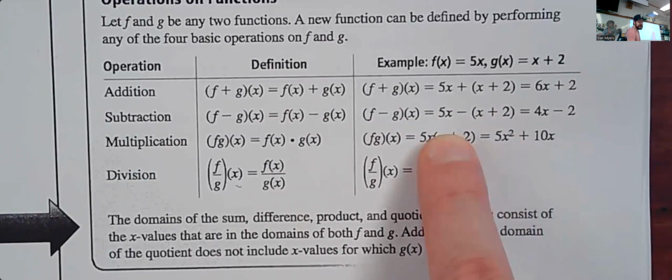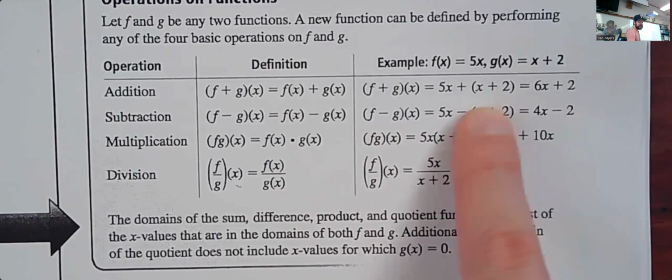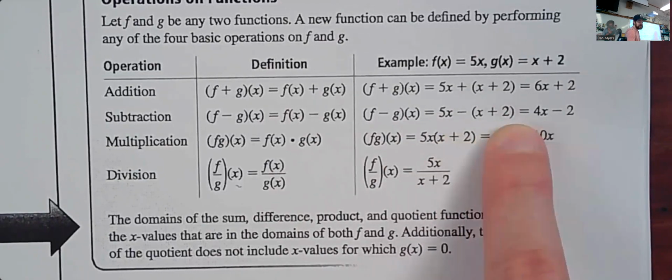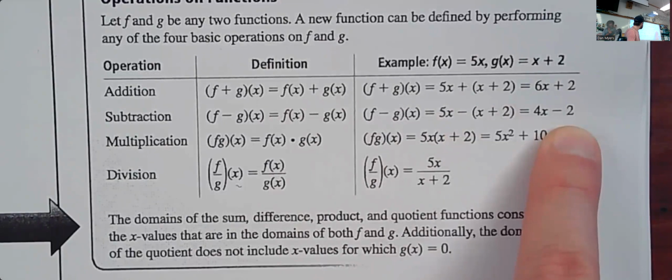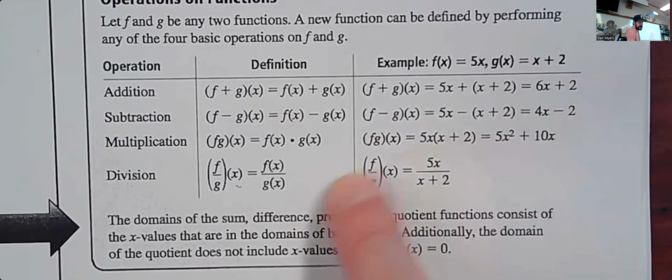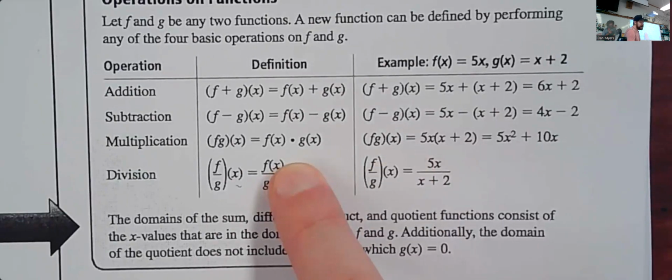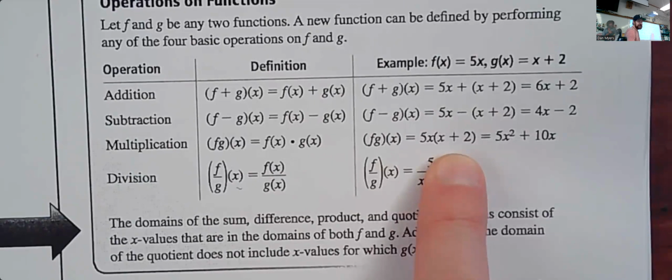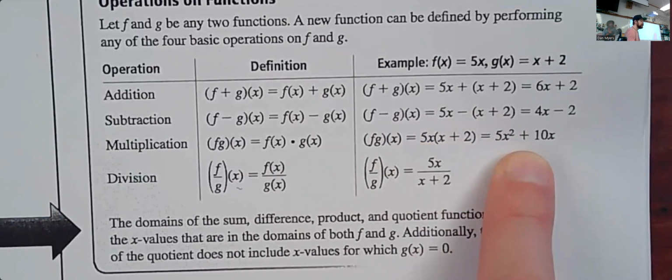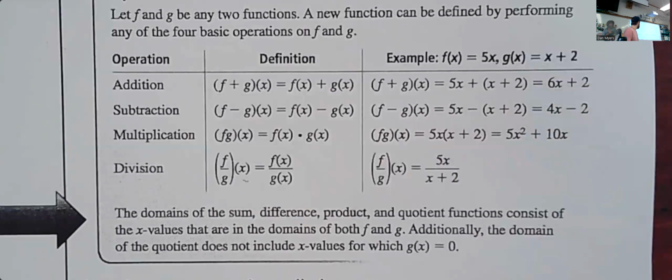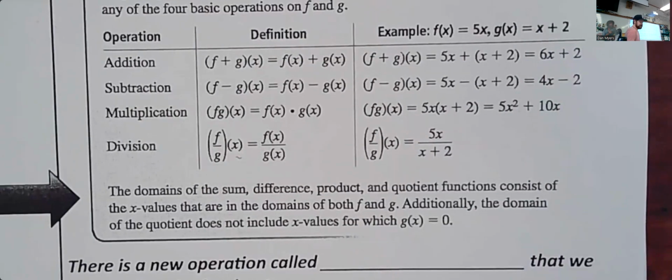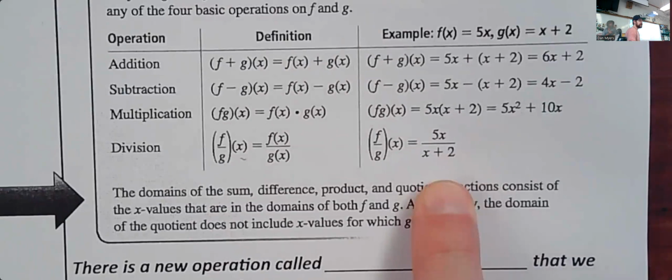So this is going to be 5x minus x, which is 4x, and then -1 times 2 is -2, so you get 4x minus 2 when you subtract it. When you multiply, fg of x would be f of x times g of x, and just check that over here. And so f of x times x plus 2 is going to be distributed properly. 5x times x is 5x squared. 5x times 2 is 10x. So that's our function when you multiply them. Division works very similarly. However, this one doesn't simplify. If it could be simplified, we would, but it's just 5x divided by x plus 2.